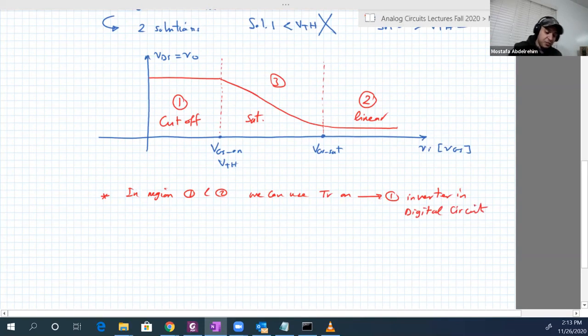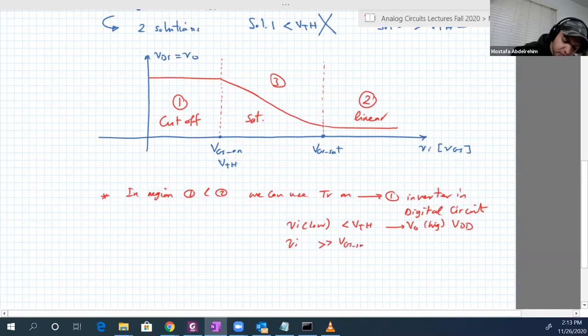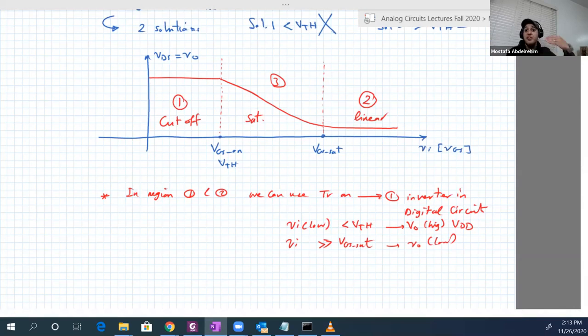And why? Because when V input is low, and low means less than V threshold, the output VDS will be high, VDD. And when the input is much larger than VGS set, we will have a low output. So it's inverting. If you have input high, you will have output low. If you have input low, you will have output high.